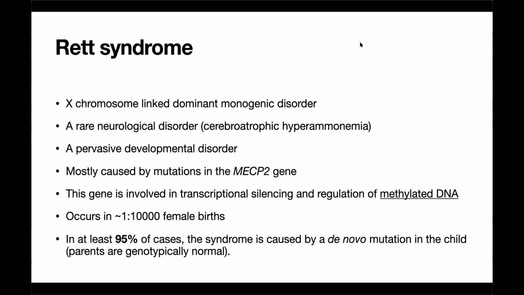You also have X chromosome linked dominant monogenic disorders, so things like Rett syndrome, a rare neurological disorder caused by mutations in this gene. This is sort of a master regulator gene, so it's involved in transcriptional silencing and regulation of methylated DNA. It's rare, occurs in 1 in 10,000 female births. And interestingly enough, this is a strange disease in the sense that in 95% of cases, the syndrome was caused by de novo mutation in the child, in the sense that they can't find mutations in this gene in the parents. So it just occurred randomly during meiosis or mitosis.